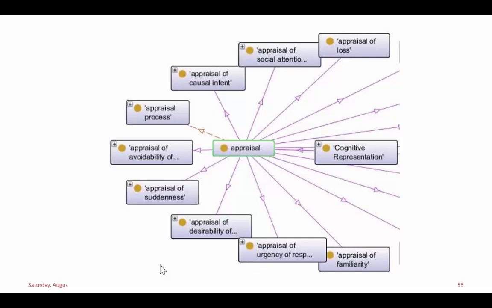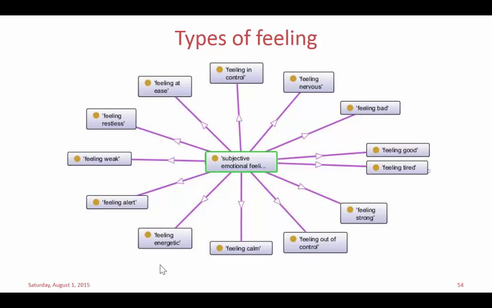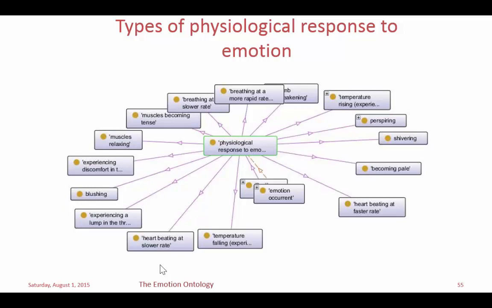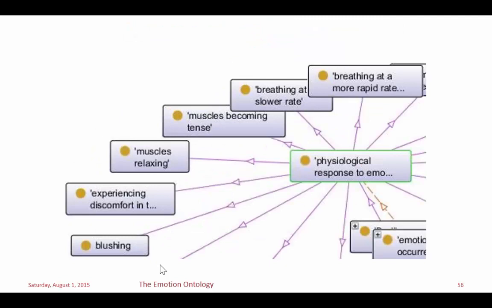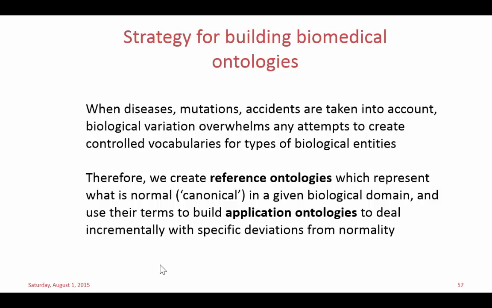Then we have types of feeling. Feeling nervous, feeling in control, feeling at ease, feeling restless, and feeling calm, feeling strong. These are the terms which were primarily used by the conference attendees when they were tagging their experiences of different speakers. Then we have types of physiological response to emotion: shivering, becoming pale, temperature falling, heart beating at a slower rate, and so on. And that's the same thing with bigger type. And now, that's more or less the emotion ontology. That was intended as a very brief survey.